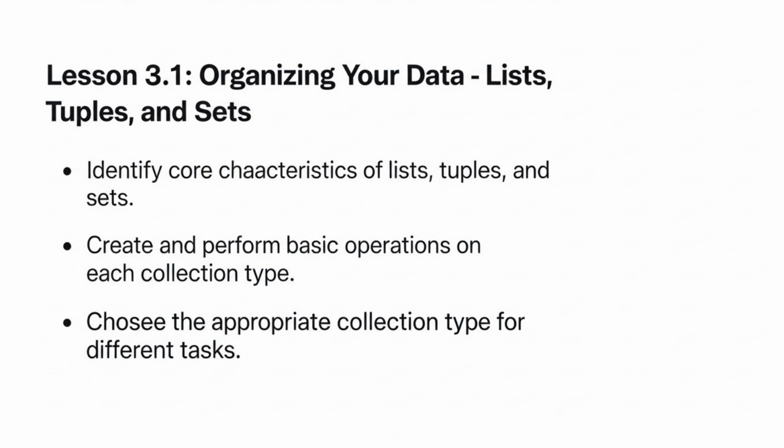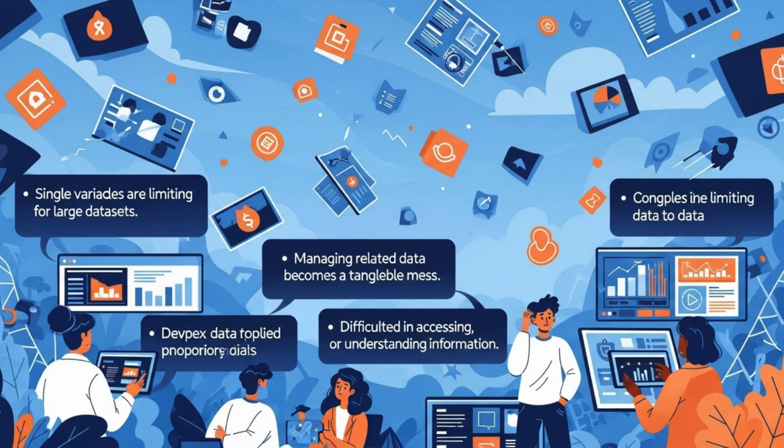Think about a major search engine. It doesn't just process one search query, it handles billions of queries, web pages, and user preferences every day. Or consider a large social network. It manages millions of user profiles, friendship connections, and photo uploads. If you tried to store each piece of information in a separate, individual variable, your code would quickly become unmanageable and incredibly inefficient. This is the challenge of unstructured or poorly organized data.